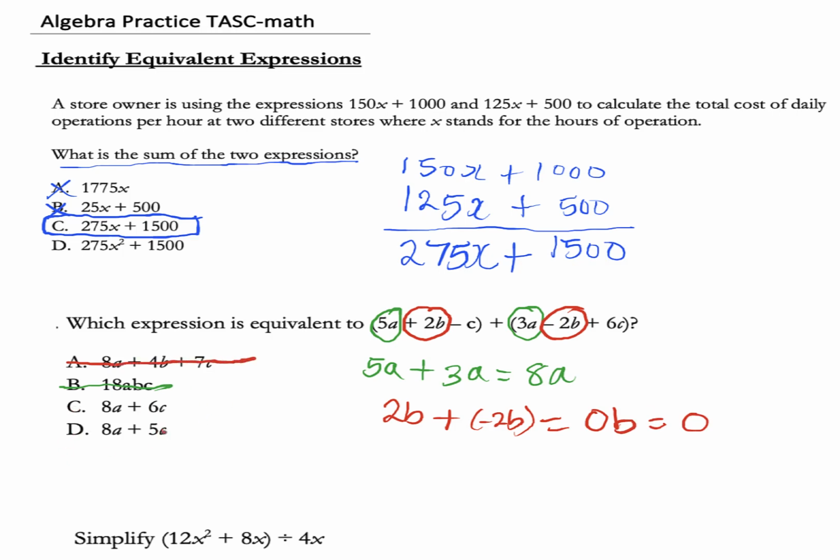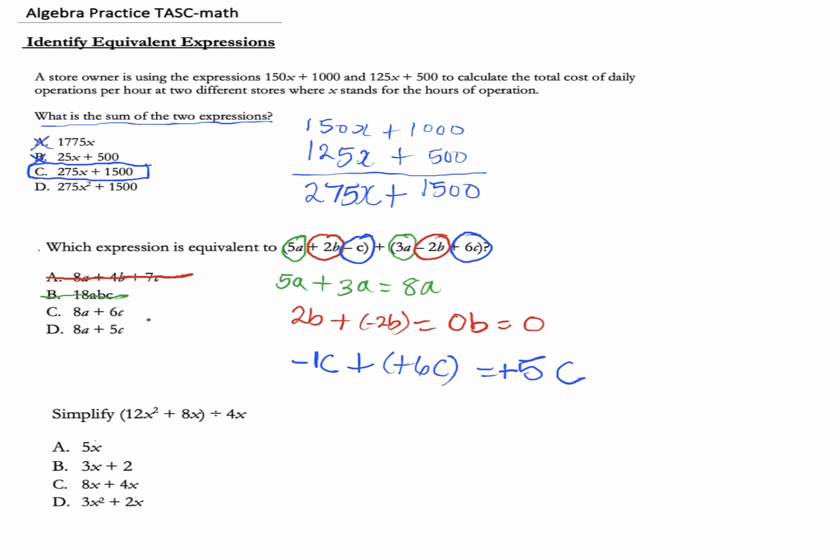These don't have any b's. I have negative c. So negative c means negative 1c. And I'm going to add that to positive 6c. And again, when the signs are different, we subtract. So that would give me a 5c. Because the 6 is bigger, my answer will be positive. My answer is D.